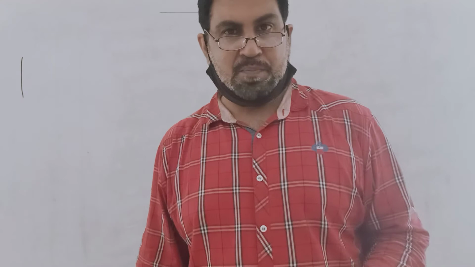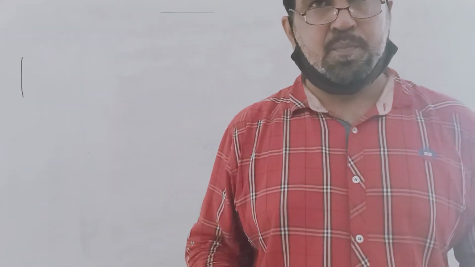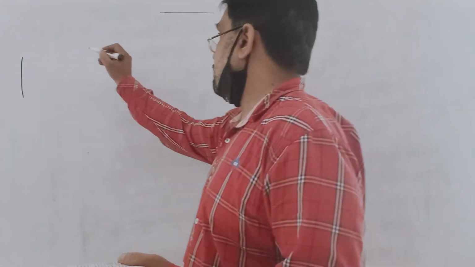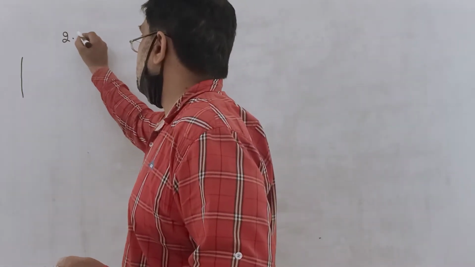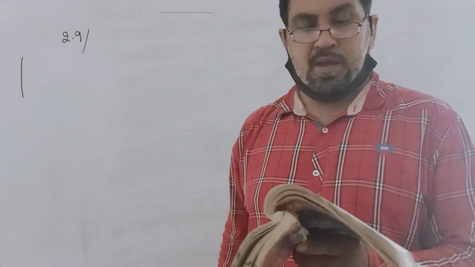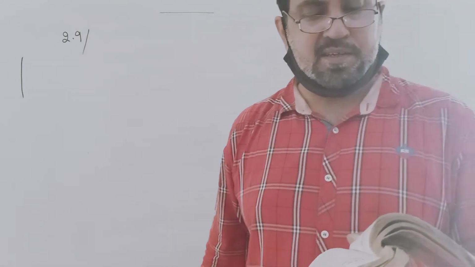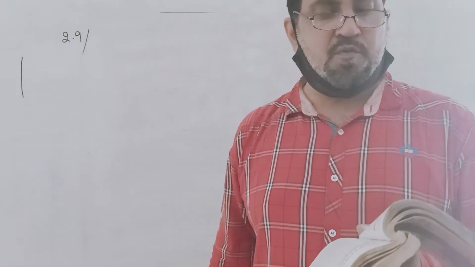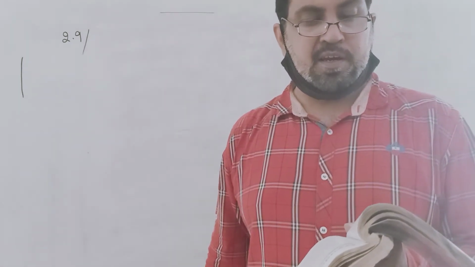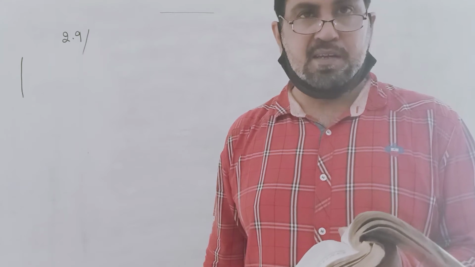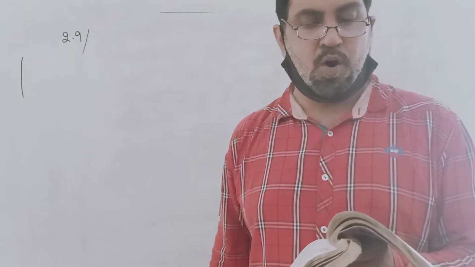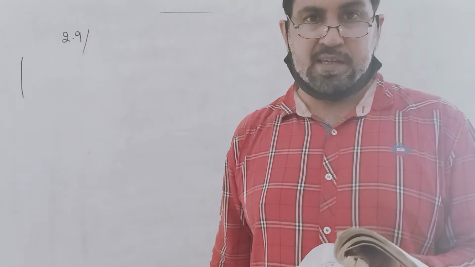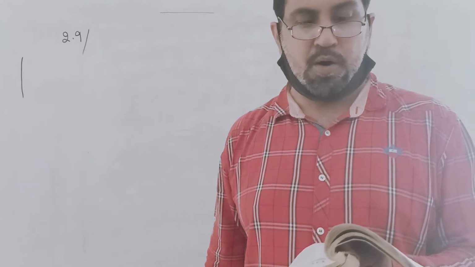Physics chapter number 2, numerical number 9. When brakes are applied, the speed of a train decreases from 96 km per hour to 48 km per hour.